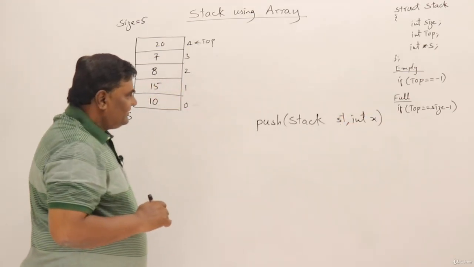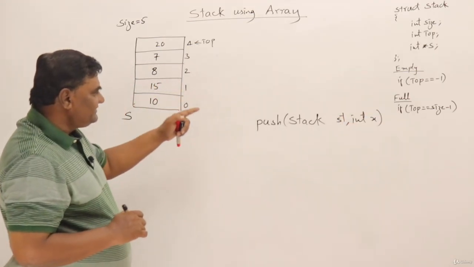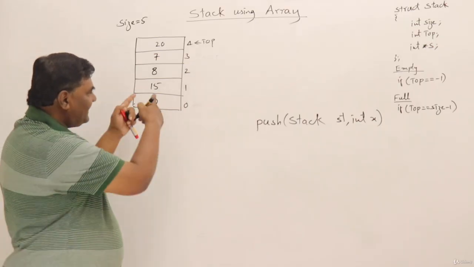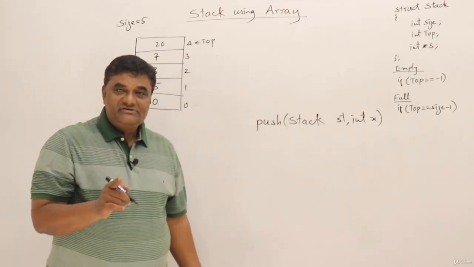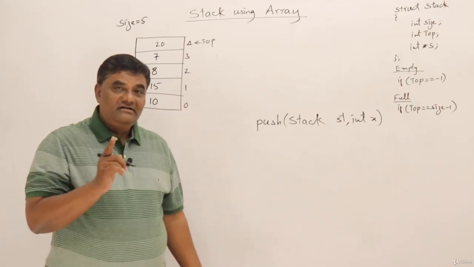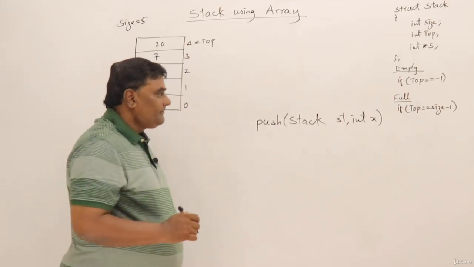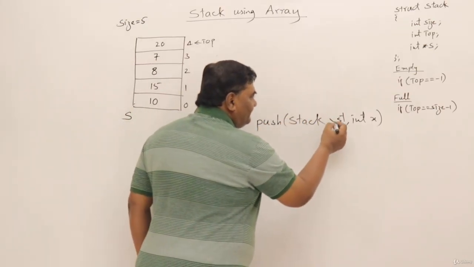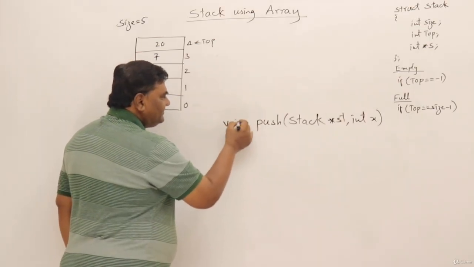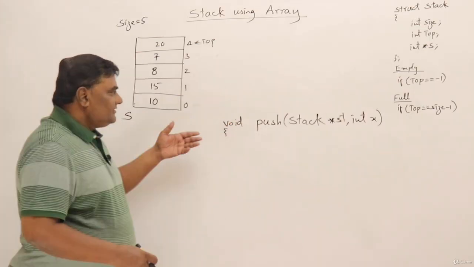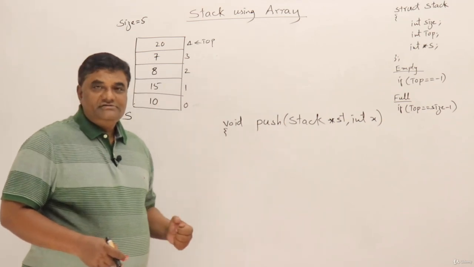Now one important thing. This push function should insert an element in this stack only, the one that is passed. So if you want to modify the same stack, then it should be called by address, that is called by reference. I should write a pointer here. Then what this function is going to return? Nothing. Let us call it void. So this is the prototype of a function.